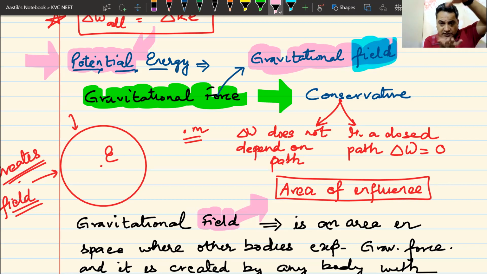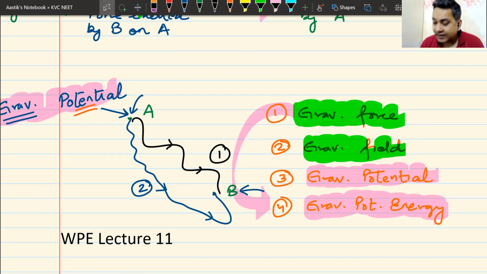Now, because of this gravitational force, the body will get attracted. This pen is falling down because of gravitational force. This gravitational force is created by the gravitational field of Earth. So we have the concept over here: gravitational force is created by gravitational field. This gravitational field creates gravitational force.